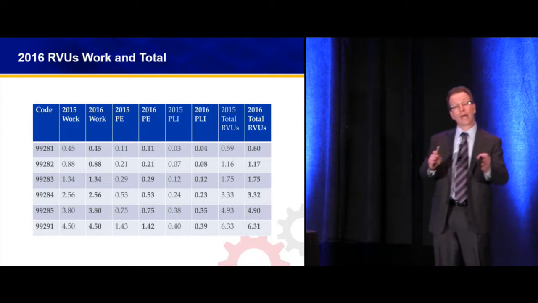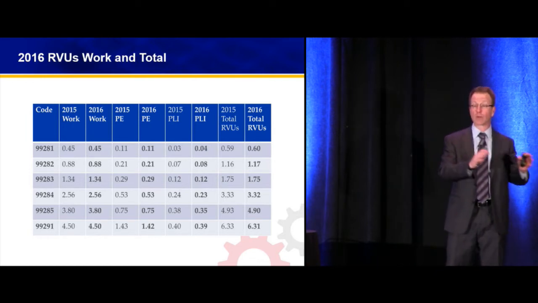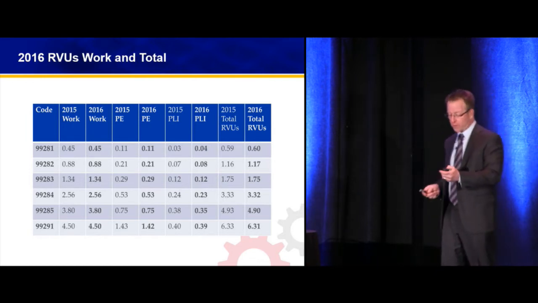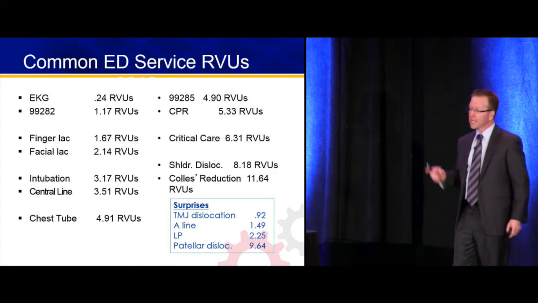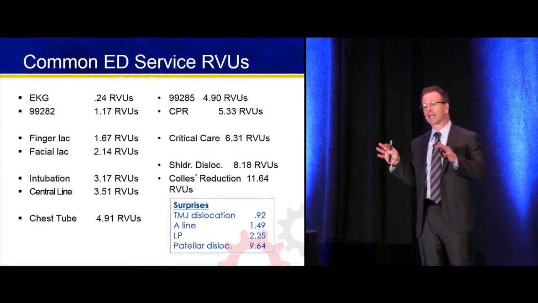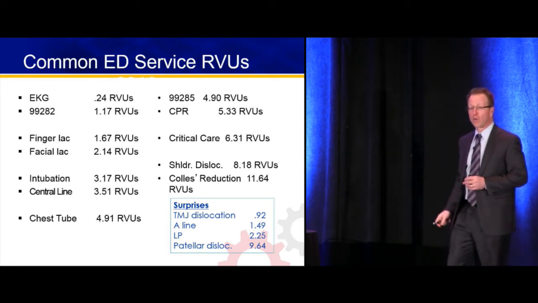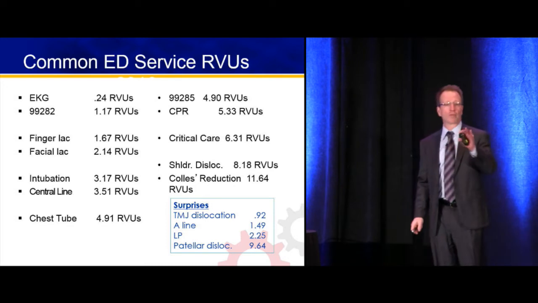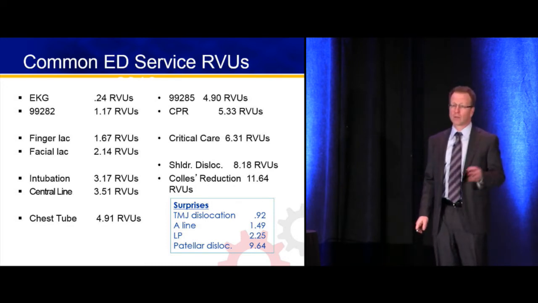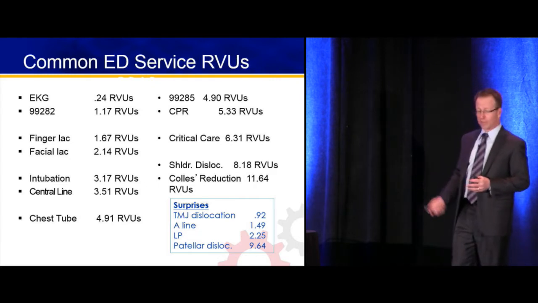What Medicare pays per RVU has changed drastically from one year to the next, and we'll focus on that a little bit more. Since we're all paid based on RVUs, I think it's important to drill down on where the RVUs live and some relative comparisons. EKG, 0.24 RVUs. Anybody know roughly what Medicare pays per RVU? So it's about $36 right now. So EKG is about a $9 service.